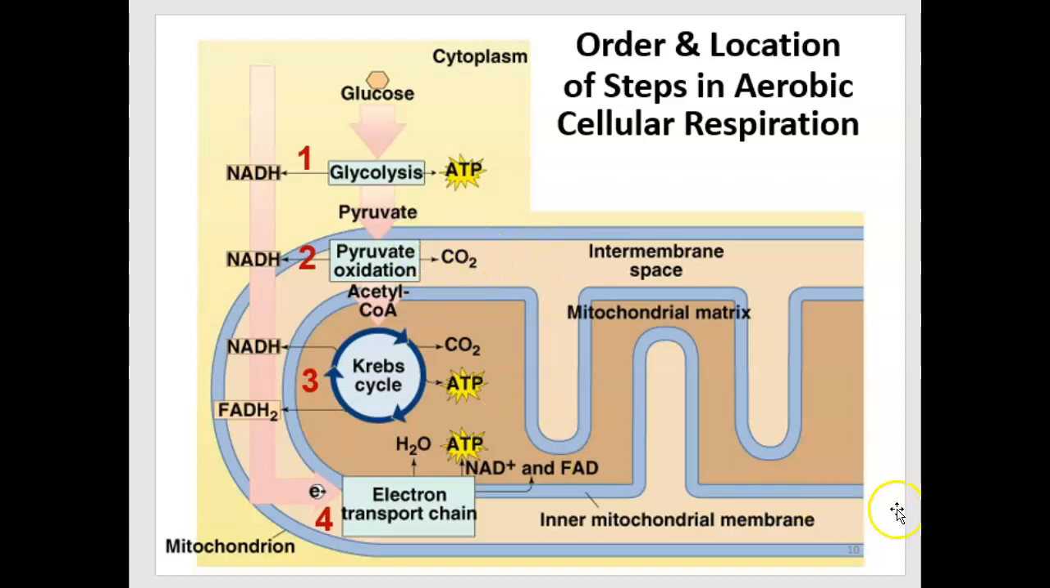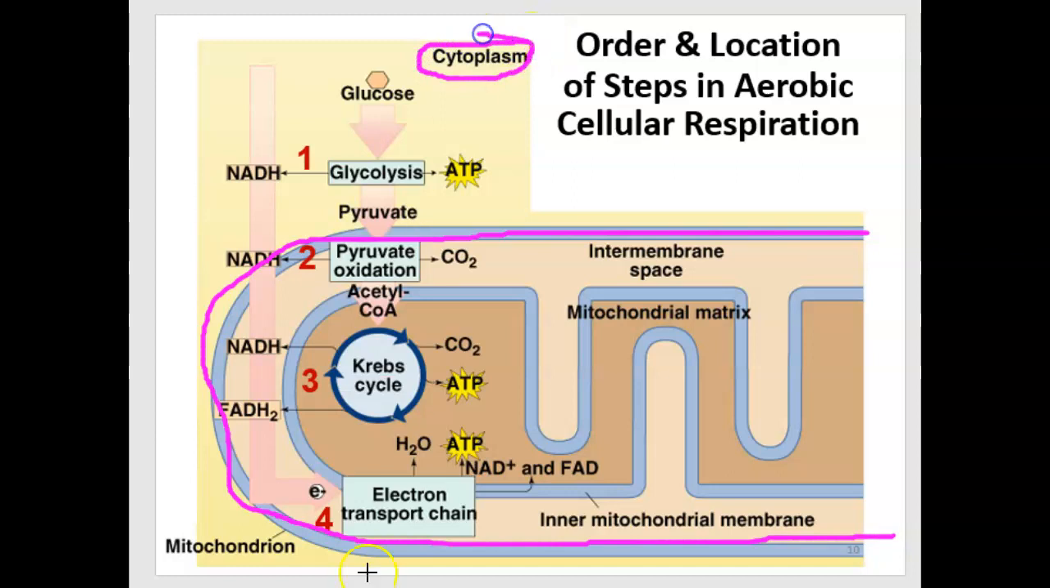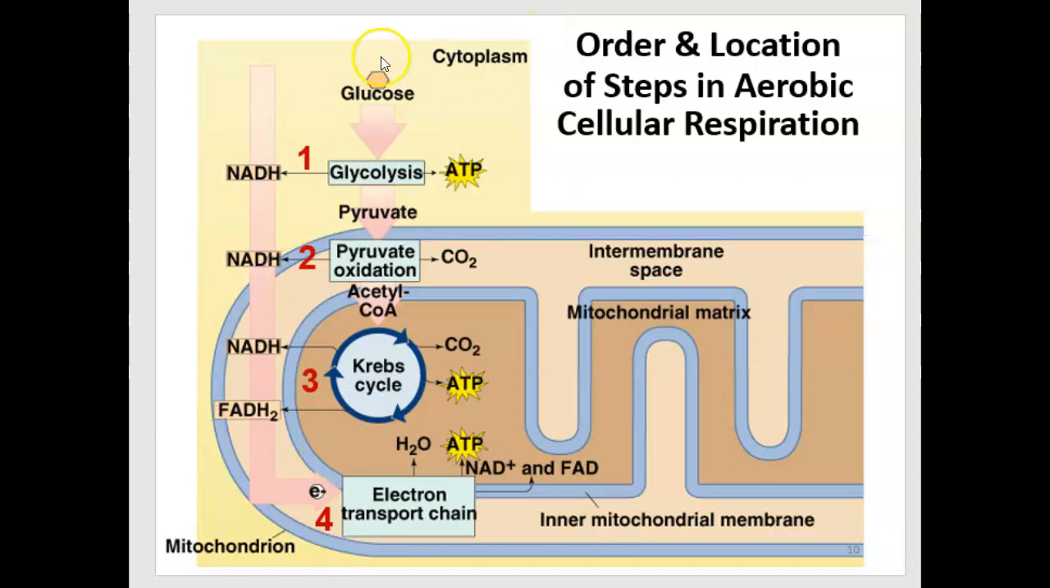And this picture is, I don't know if it's great, but it's the best one that I could find for localizing. So we're in part of a cell here, and the mitochondria is this structure. And outside of that is the cytoplasm. Okay, so glycolysis is the first step, and it occurs in the cytoplasm.